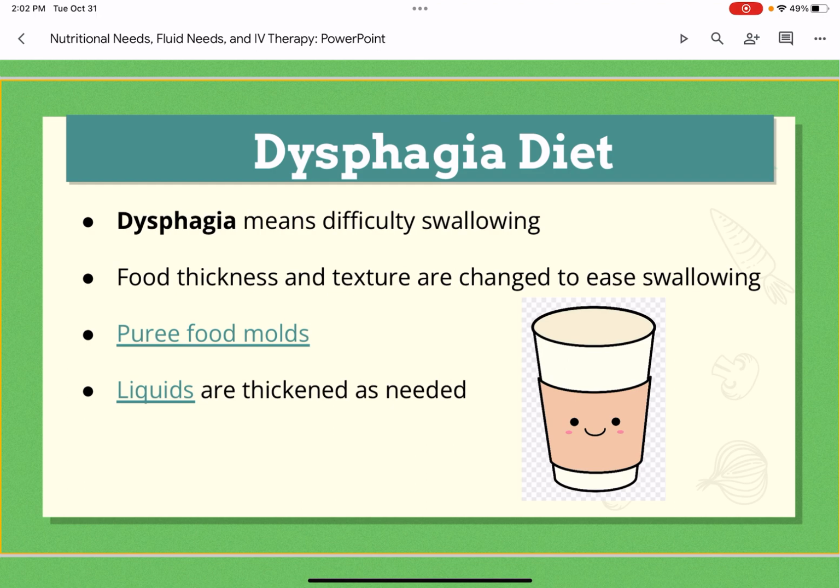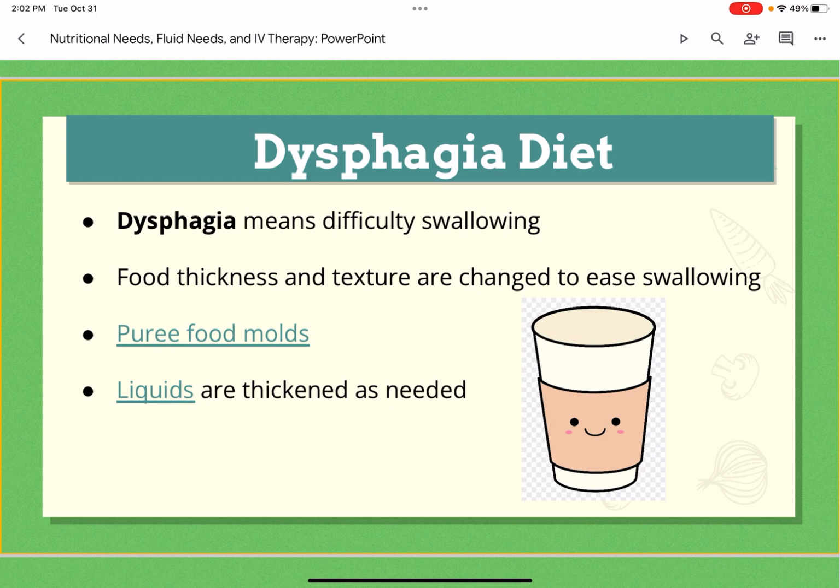Aspiration precautions include help with meals and snacks, position the person upright per the care plan, follow the care plan for straw use, since straws aren't always allowed, check the person's mouth after eating for pocketing, provide mouth care after eating, and report choking, coughing, difficulty breathing, and abnormal respiratory sounds immediately. The dysphagia diet often consists of mechanical soft or pureed foods. Liquids can also be thickened as needed.